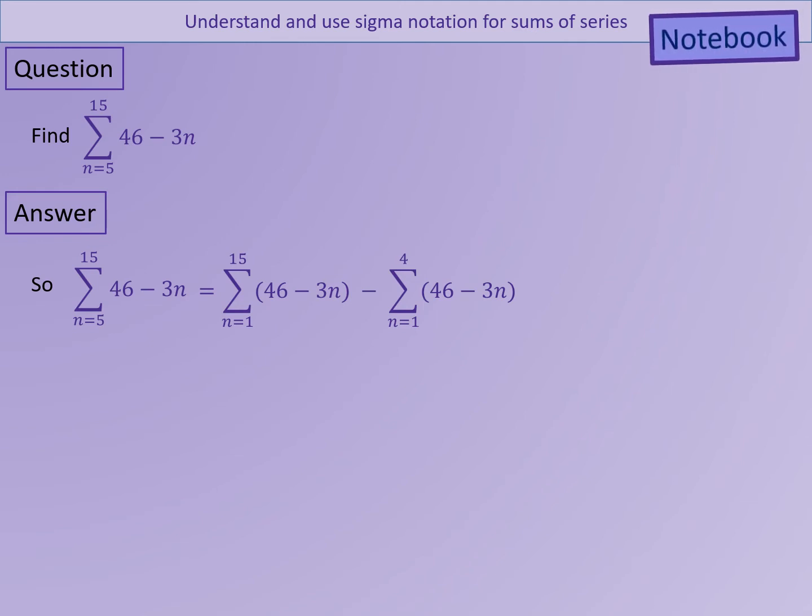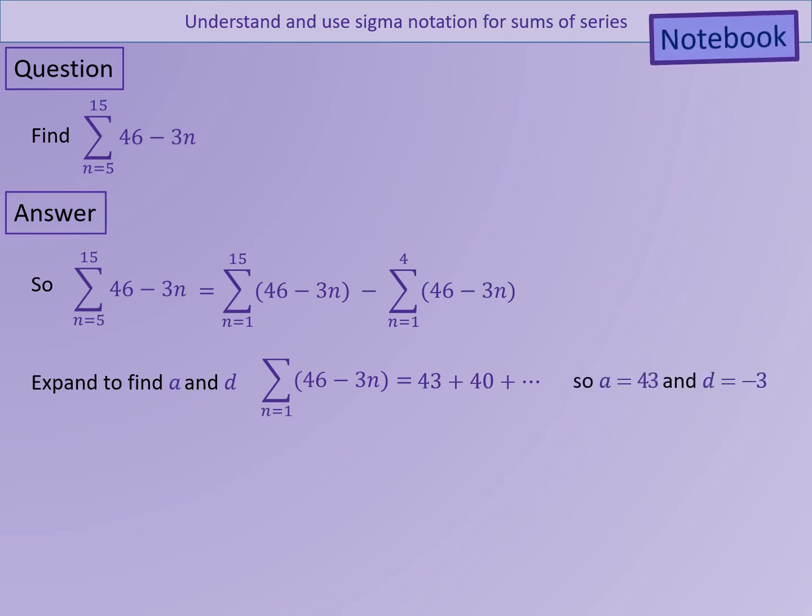We can now consider what the first term and the common difference would be for the sequence 46 minus 3n. So if we substituted in n equals 1, 46 take away 3 times 1 gives us 43, and substituting n equals 2 gives us 46 take away 3 times 2, which is 40. So we can see that this sequence goes 43, 40, and so on. So the series has a is 43, that's the first term, and d is minus 3 because the terms are decreasing by 3 each time.